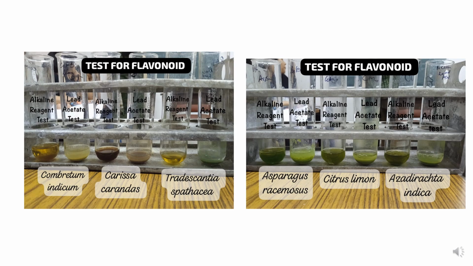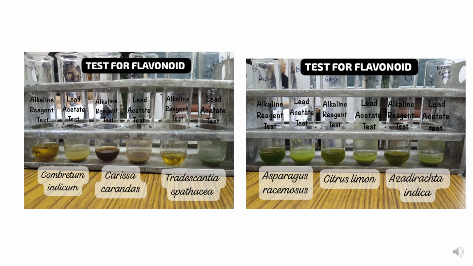When you compare all these plants, you can see that in the first picture, which indicates three plants, Combretum indicum, which is your Madhumalati, the alkaline reagent test is positive, and lead acetate test is also positive. The alkaline reagent test is showing yellow color while it is showing precipitate in lead acetate test. When you see Karonda, which is Carissa carandus, you can see a slight positive test, or you can mark it as negative also. And in lead acetate test, the precipitate has formed, but it is not yellow, so we will consider it as negative.